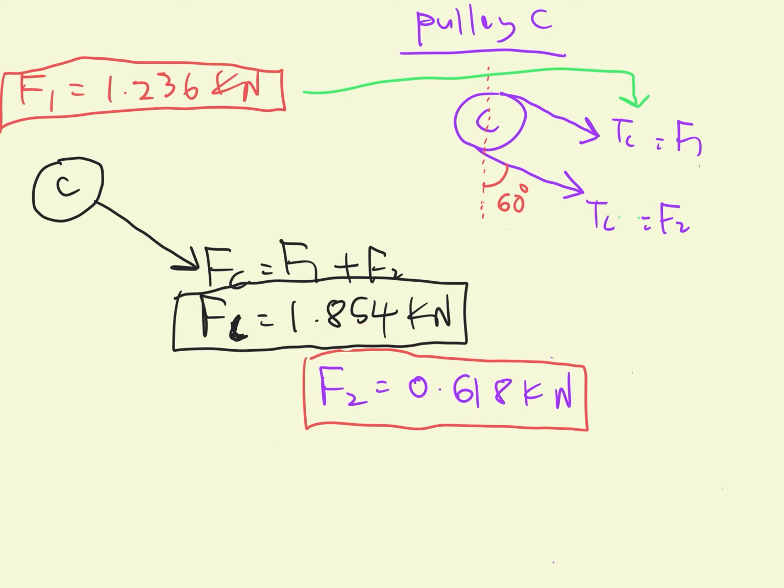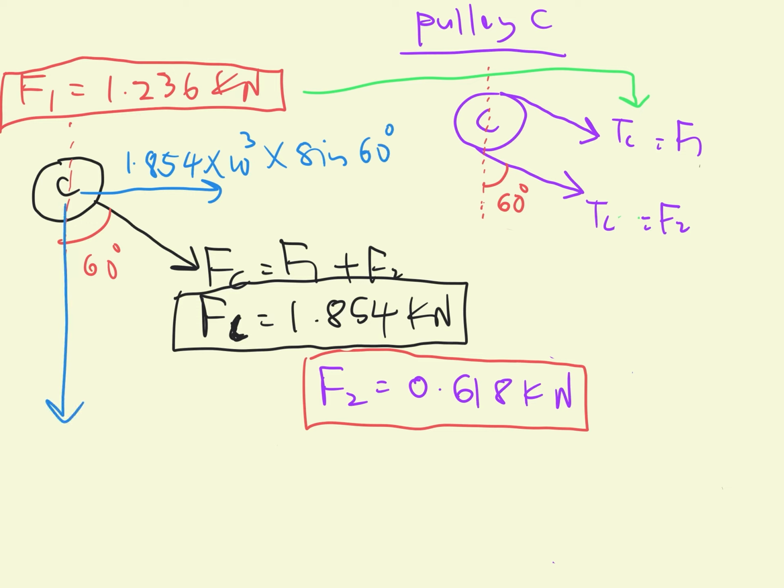But this force has an angle from the vertical, 60 degrees, which means that the value of force at pulley C, we need to resolve into x and y components. So we will resolve. So this one is 1.854 kilo times sine 60, and then for the vertical it is 1.854 kilo times cos 60. So you will get the value.